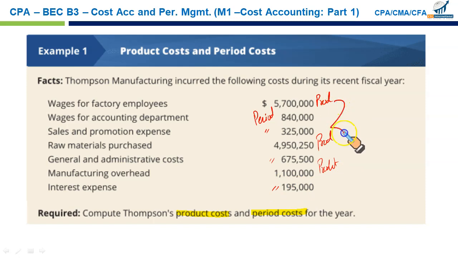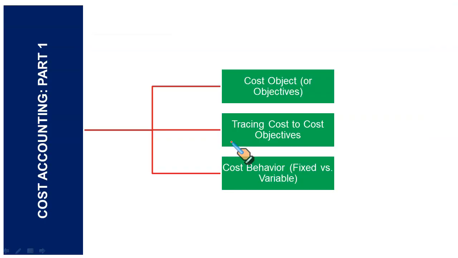So if you add these three and add these four, you get 11,750,250 as your product cost, and 2,035,500 as your period cost. Next we have tracing cost to cost objectives.